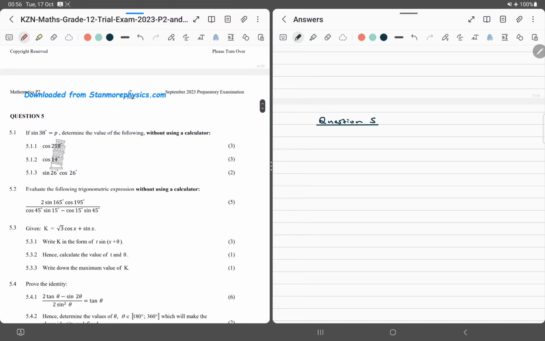Let's go, guys, not a big deal. 5.1 is the stuff that you guys know and handle very well. So if sine 38 is P, determine the value without using a calculator. So 5.1, we know that sine of 38 degrees is equal to P, but always show this as a ratio. So when P is standalone, it's P over 1.